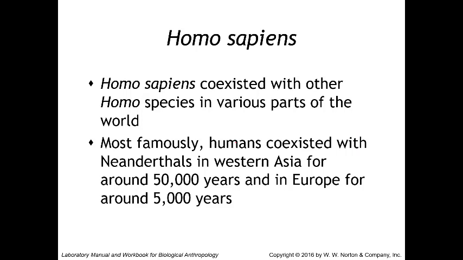So Homo sapiens coexisted with other Homo species in various parts of the world. Most famously, they coexisted with Neanderthals in Western Asia for around 50,000 years and in Europe for around 5,000 years. It's unclear to what extent they interacted with each other during these times, but based on the available evidence, it appears that the two groups probably did not engage in regular conflict on a large scale.